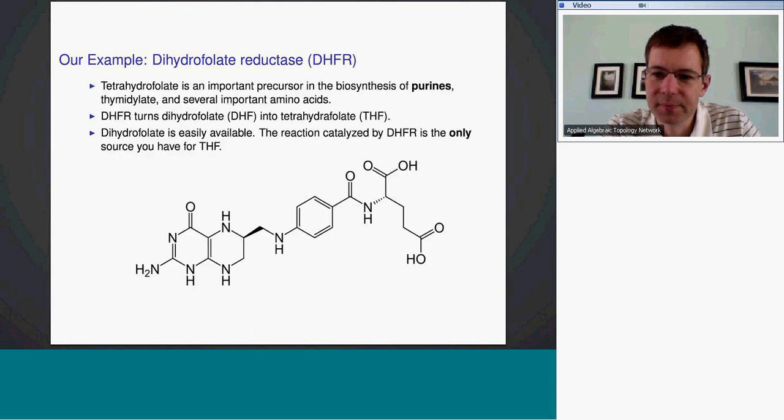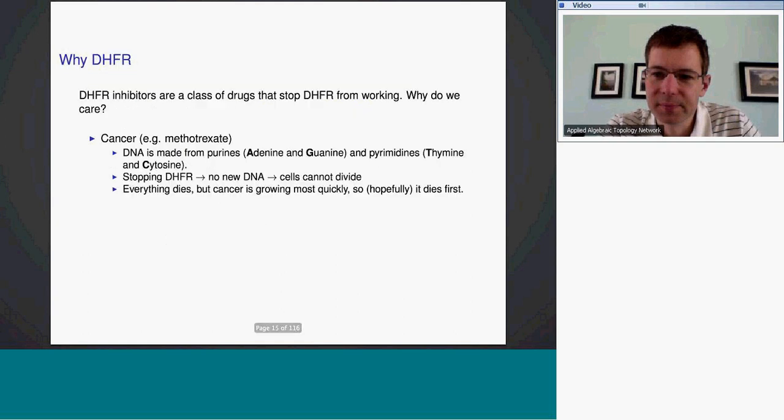Okay, let's do this in a particular example. We're looking for DHFR inhibitors. DHFR is something that's necessary for reproduction, and by stopping cells from reproducing, we can target various kinds of disease. An example here is methotrexate for cancer. If we stop cellular reproduction, you stop cancer from being able to grow, right?